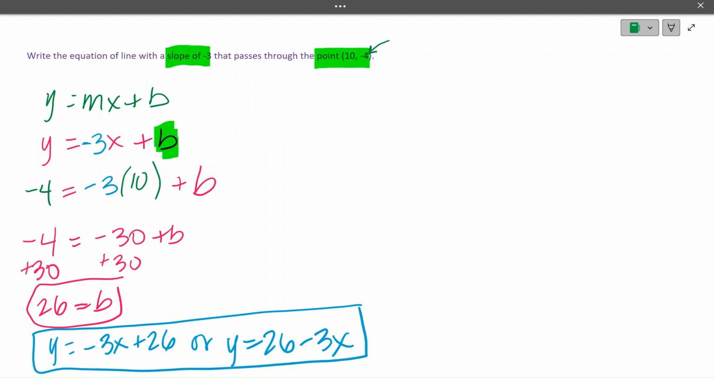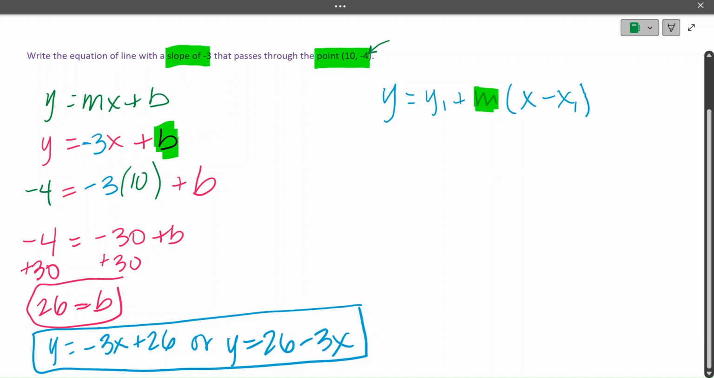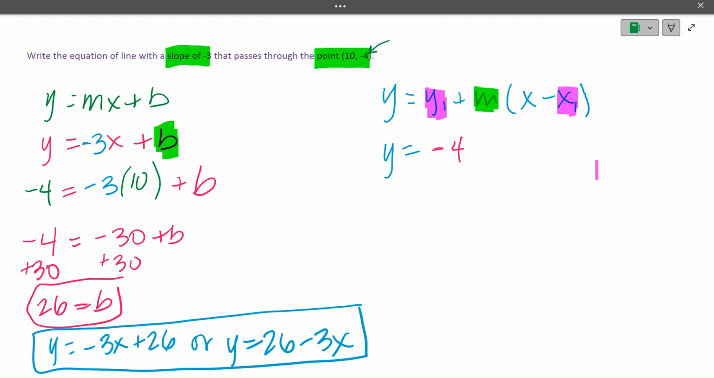Now, if we wanted to write this in point-slope form, we could say y equals y1 plus m times (x minus x1). Again, we know the slope, and we also have a point, so we also know the y1 coordinate and the x1 coordinate. I'm going to do some substitution here. So y equals, I'm going to plug in my y1 value, which is -4. And for m, our slope of -3. I'm going to put that in green.